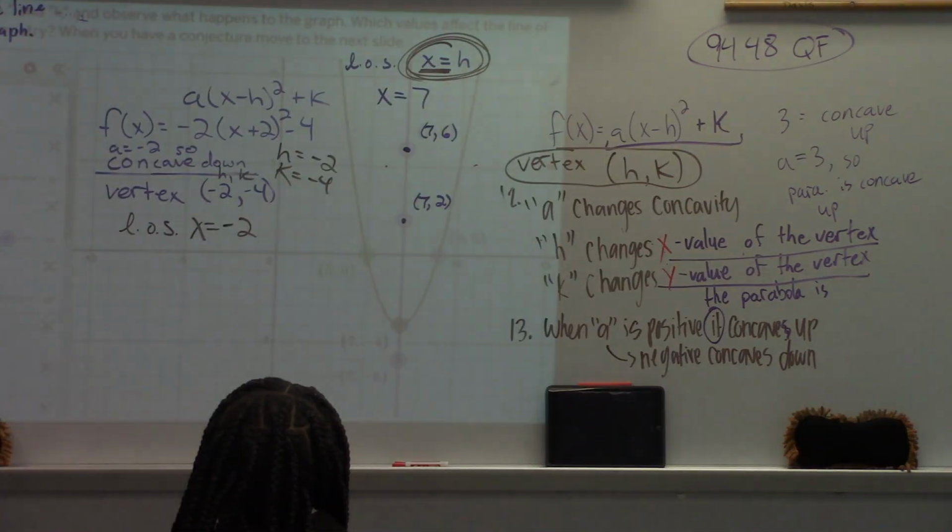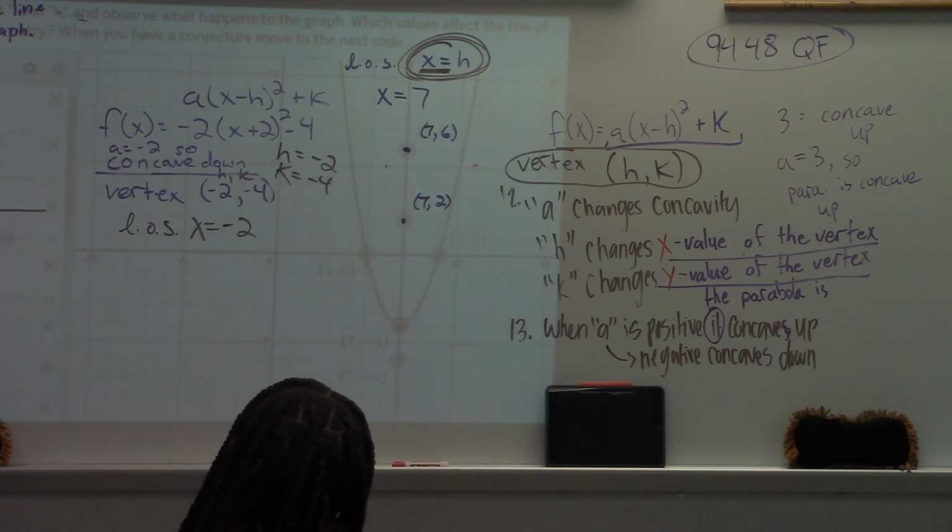Hey, pause and remember this. This should help you. Remember, the whole point is to be able to look at an equation and be able to approximately sketch it. Notice, I have the vertex negative 2, negative 4. There's my vertex. And what else do we know about this parabola? Concave.